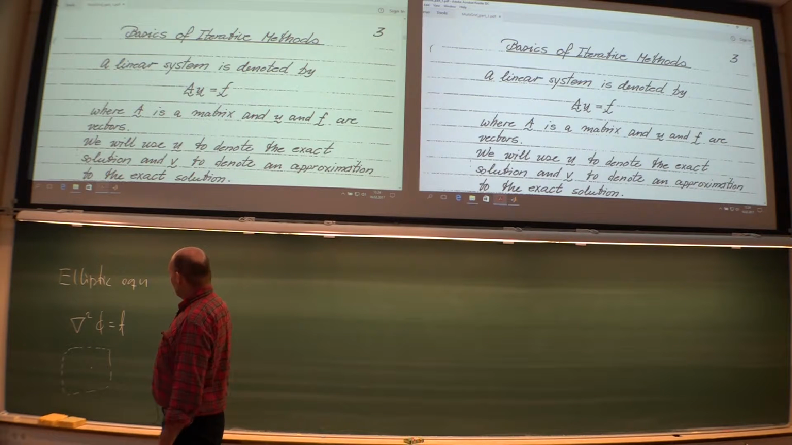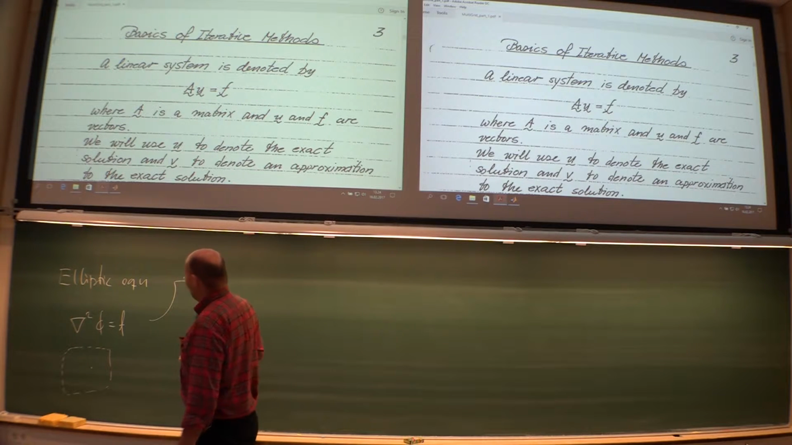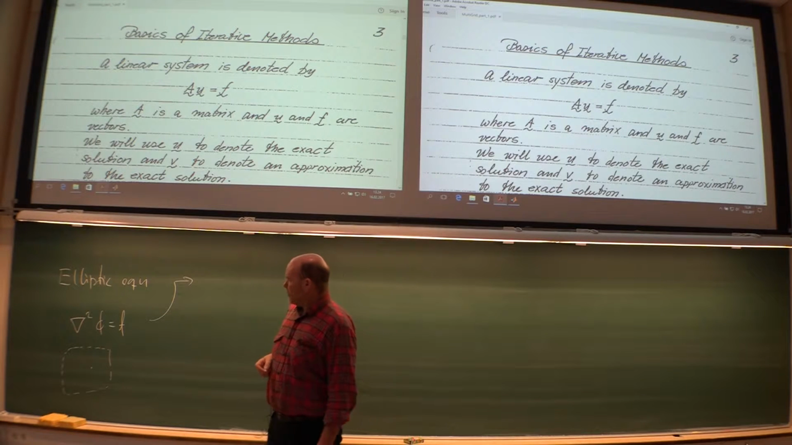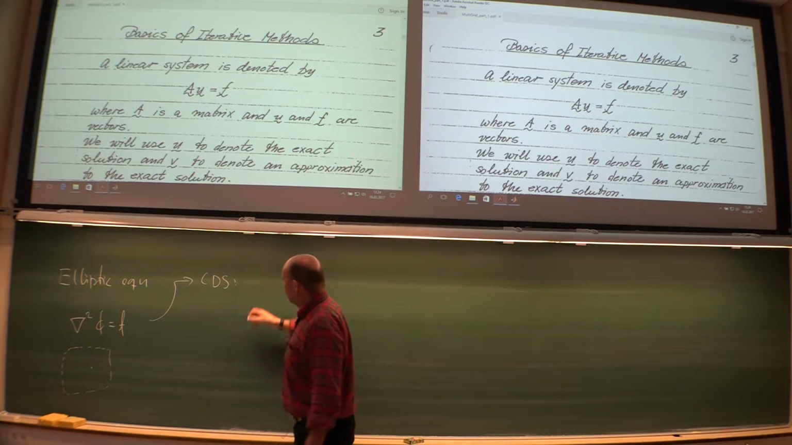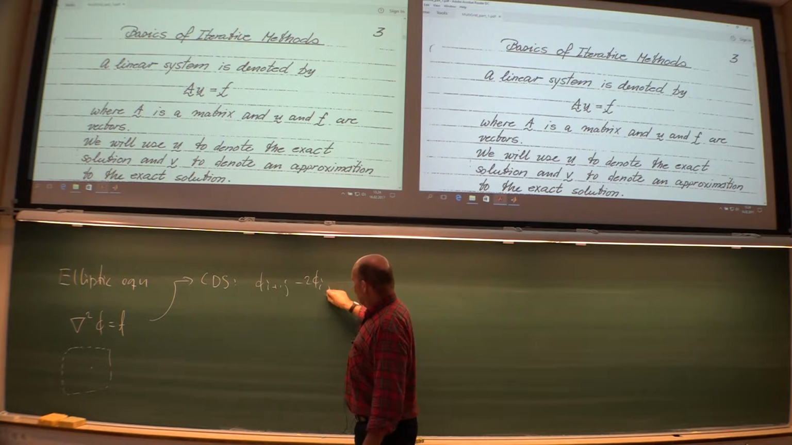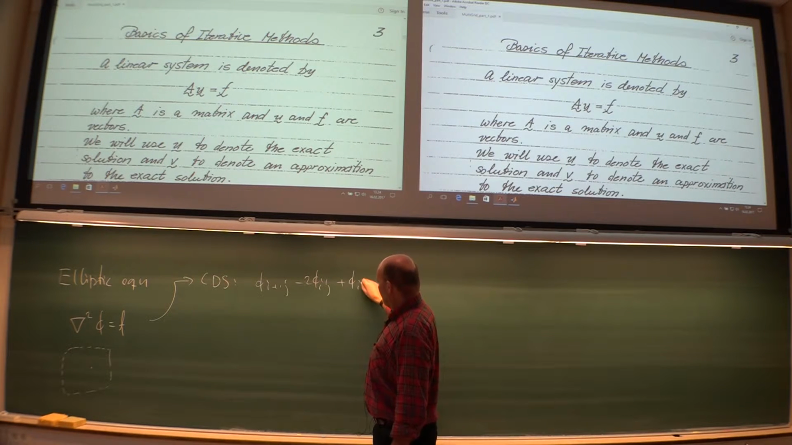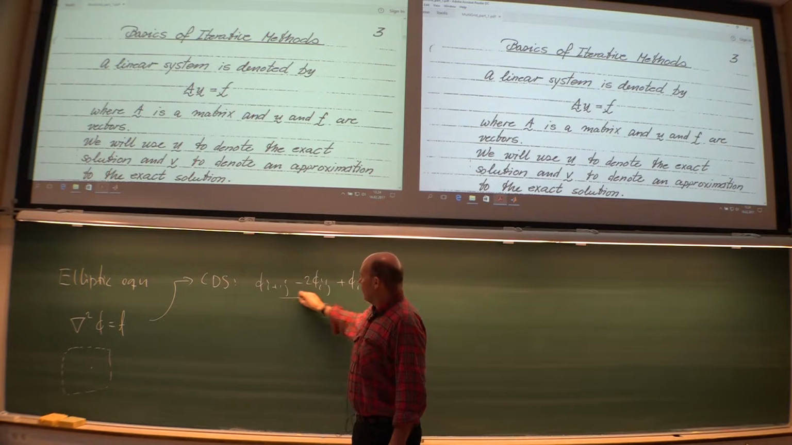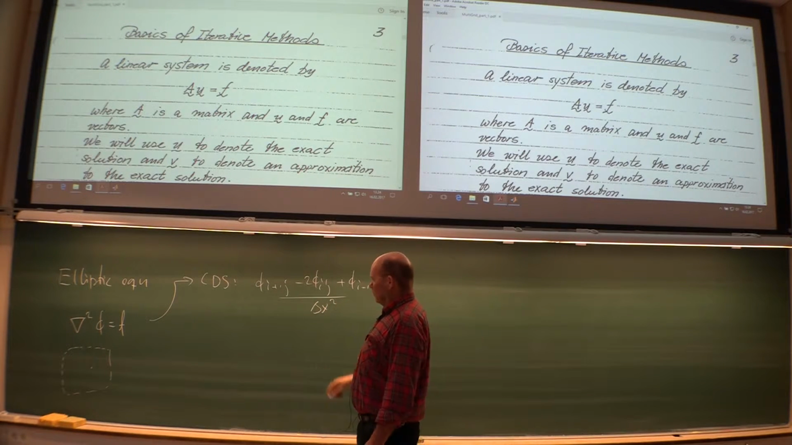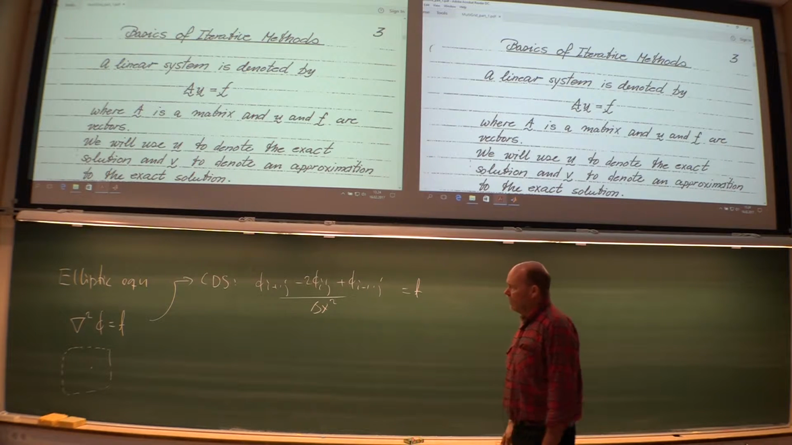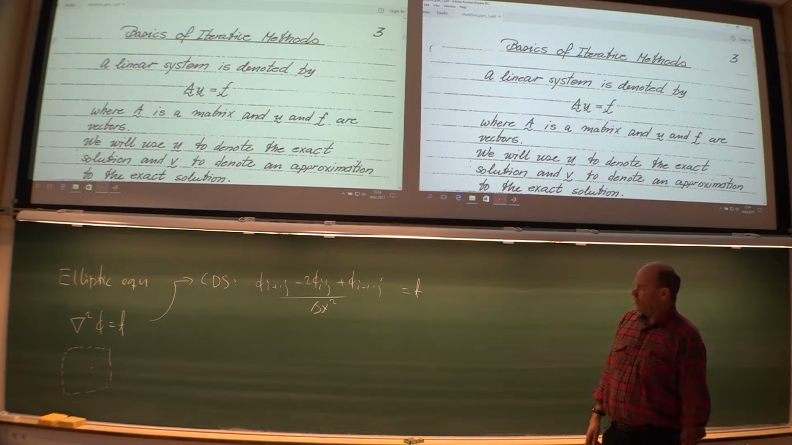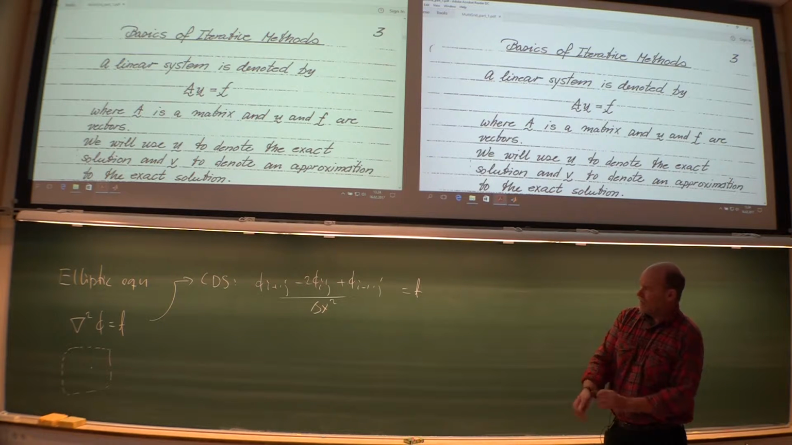So say we want this one now to be with a central differencing scheme. Then you would write something like phi i+1,j minus 2 times phi i,j plus phi i-1,j divided by delta x squared, and then the same in the y direction, equals this function f. So there you have now your stencil.